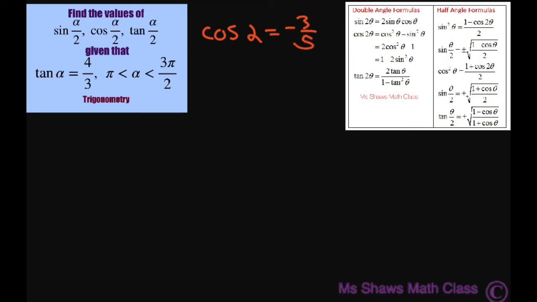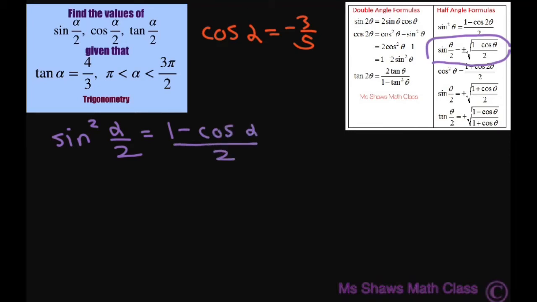Now, for sine squared of alpha divided by 2, that's this formula here, without the square root. So basically, if I take away the square root, it's just going to be 1 minus cosine of alpha divided by 2. It's a lot easier to work with the square of it and then take the square root later. So when we get this, we're going to get 1 plus 3/5 divided by 2, which equals 4/5.